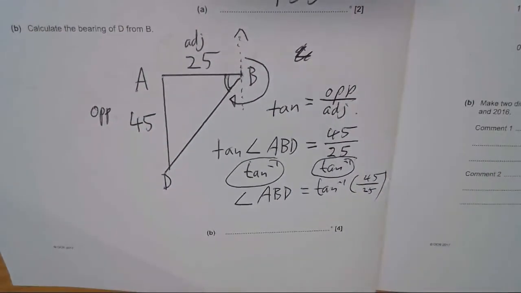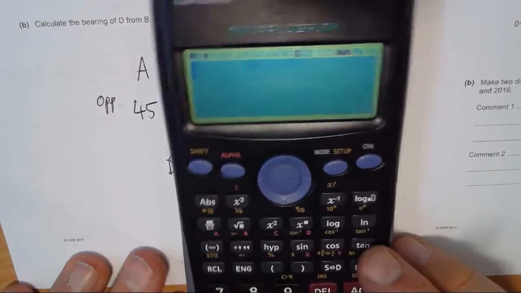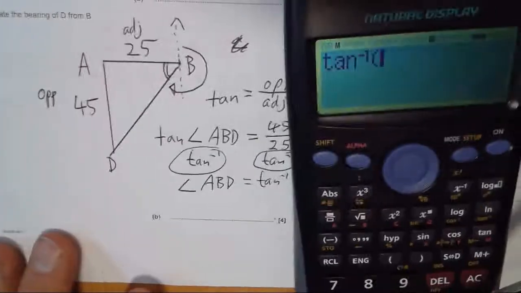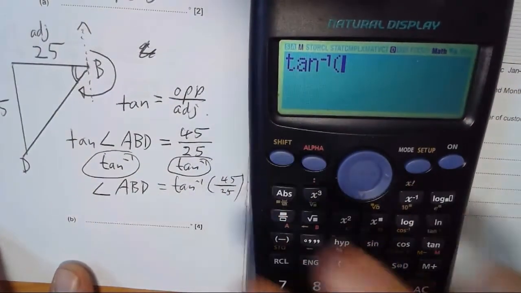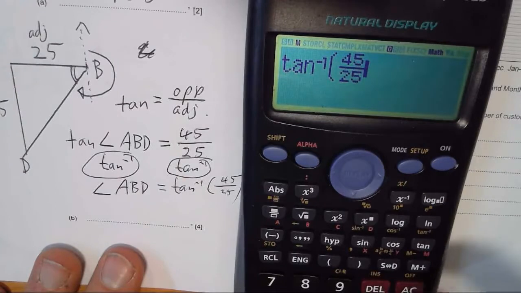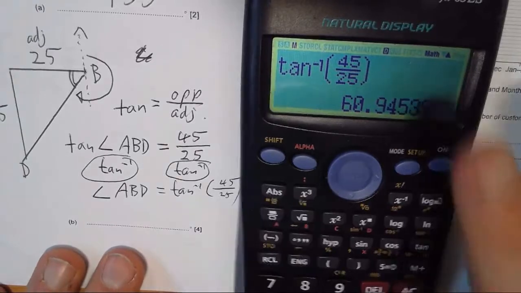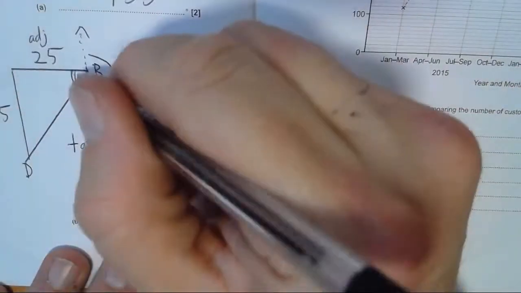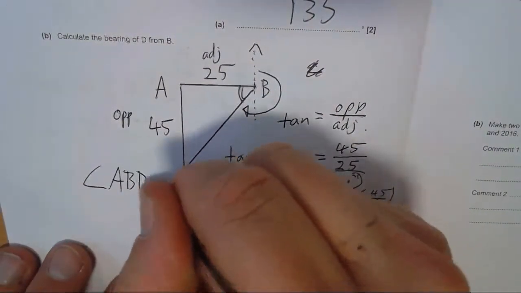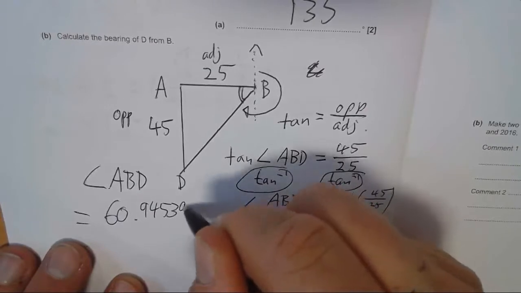And I can just put that in the calculator like that. So inverse tan is the button above the tan button. It says tan minus 1. Okay? Tan to the power minus 1 is inverse tan. And then I'll put the fraction in, 45 over 25. Close brackets, equals, and it gives me my angle, 60.945, etc. So that angle there, angle ABD, is equal to 60.94539, etc.